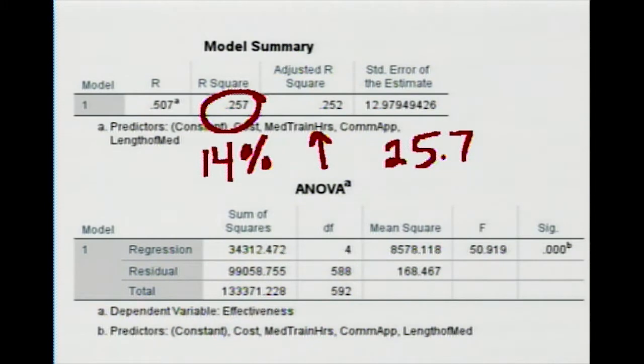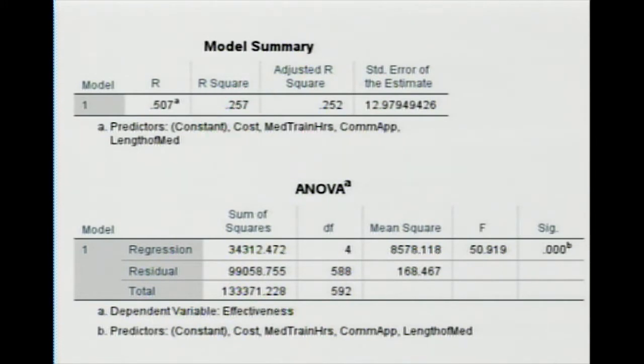And so what does that mean? That means that I'm now able to explain 25% of the variation in the effectiveness score is due to the linear combination of these 4 variables. And so we can think about it that way. And that's just the whole model.